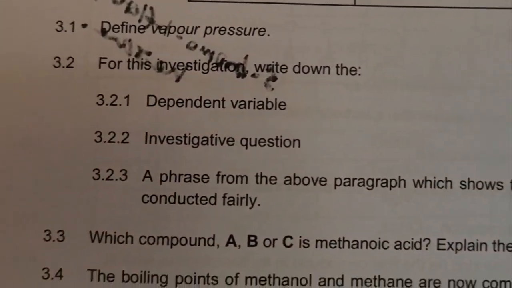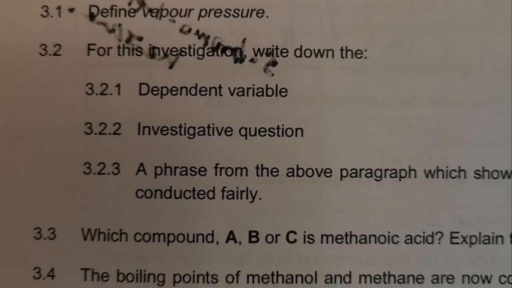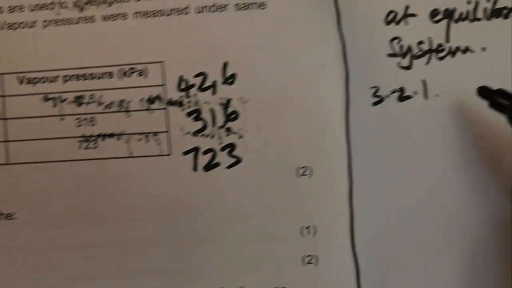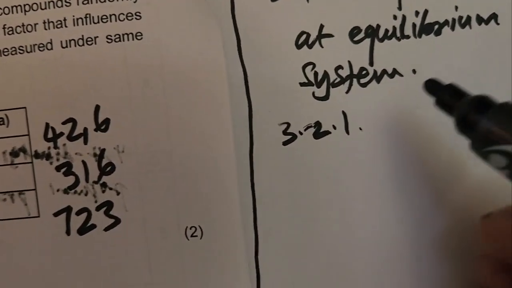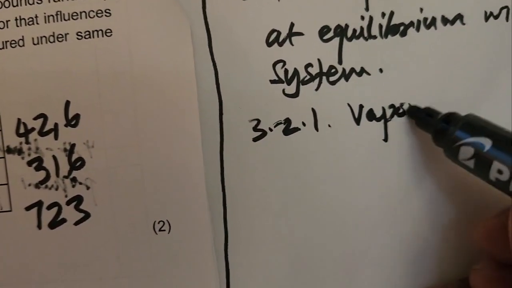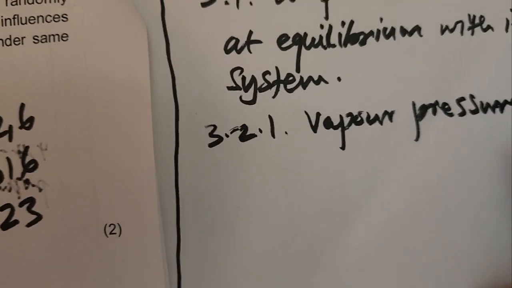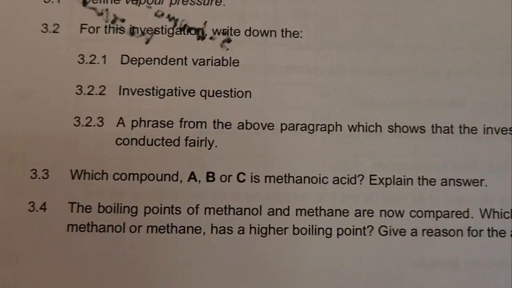3.2, and let's check. They say to us, for this investigation, write down the 3.2.1 dependent variable. That one is obvious. There are only three dependent variables in this section. That's vapor pressure, boiling point, and melting point. Therefore, this will be the vapor pressure. And 3.2.2, write down the investigative question.